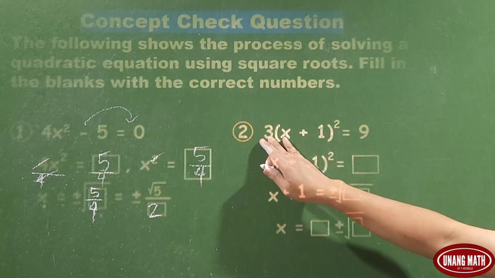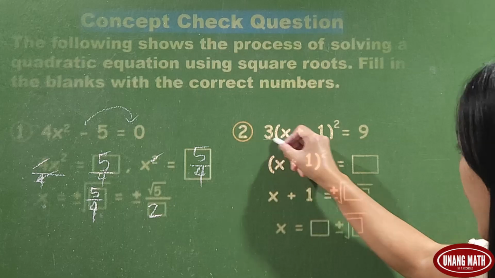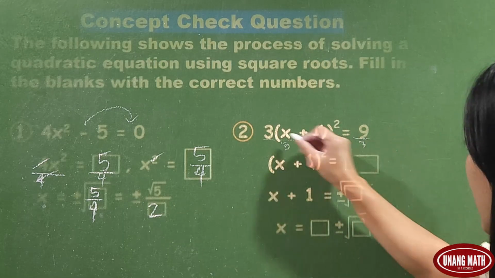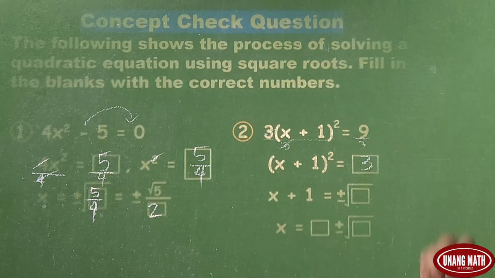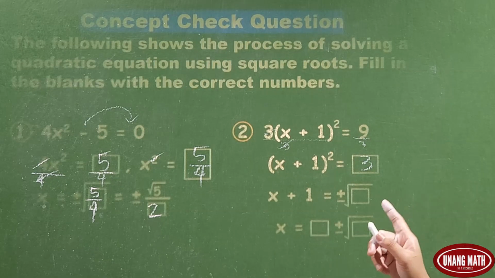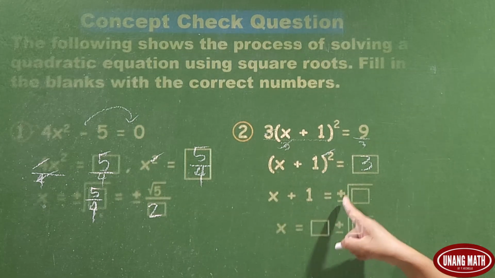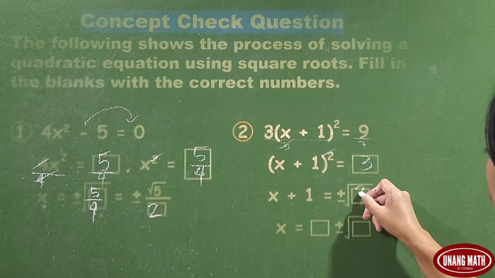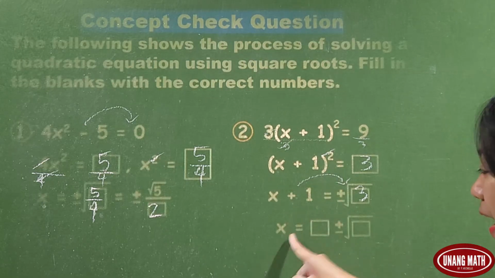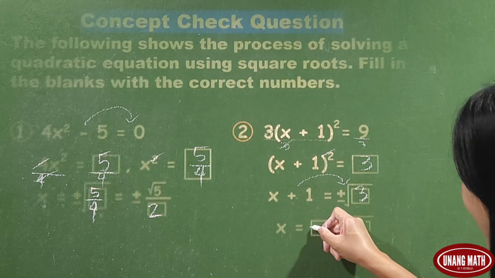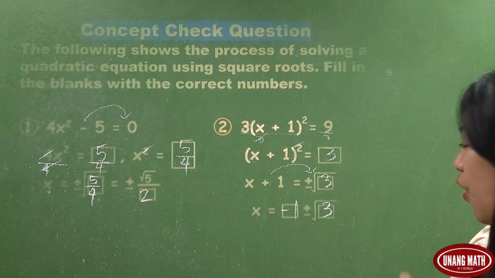What about here? 3 times x plus 1 squared is equal to 9. So we can divide both sides by 3. So we now have x plus 1 squared is equal to 9 divided by 3, which is 3. So remove this exponent 2, so we have x plus 1 equal to positive or negative square root of 3. Okay, move this to the other side. So now we have x is equal to negative 1 plus or minus square root of 3.